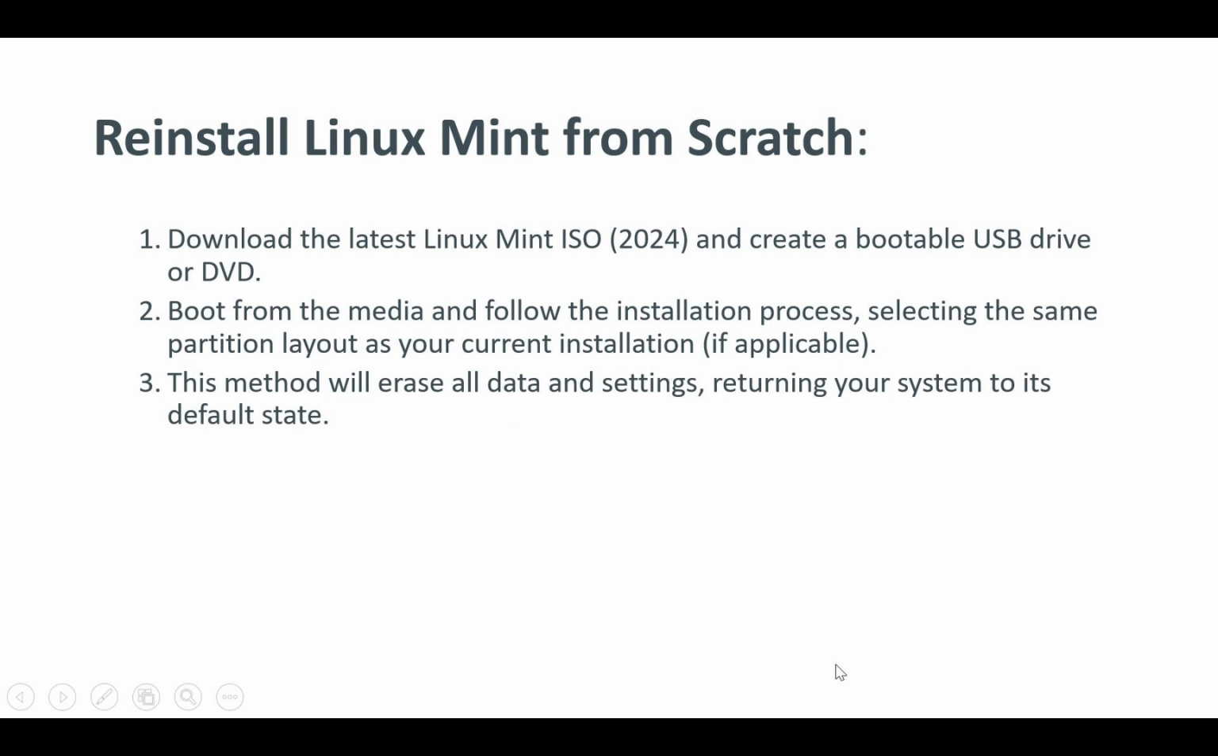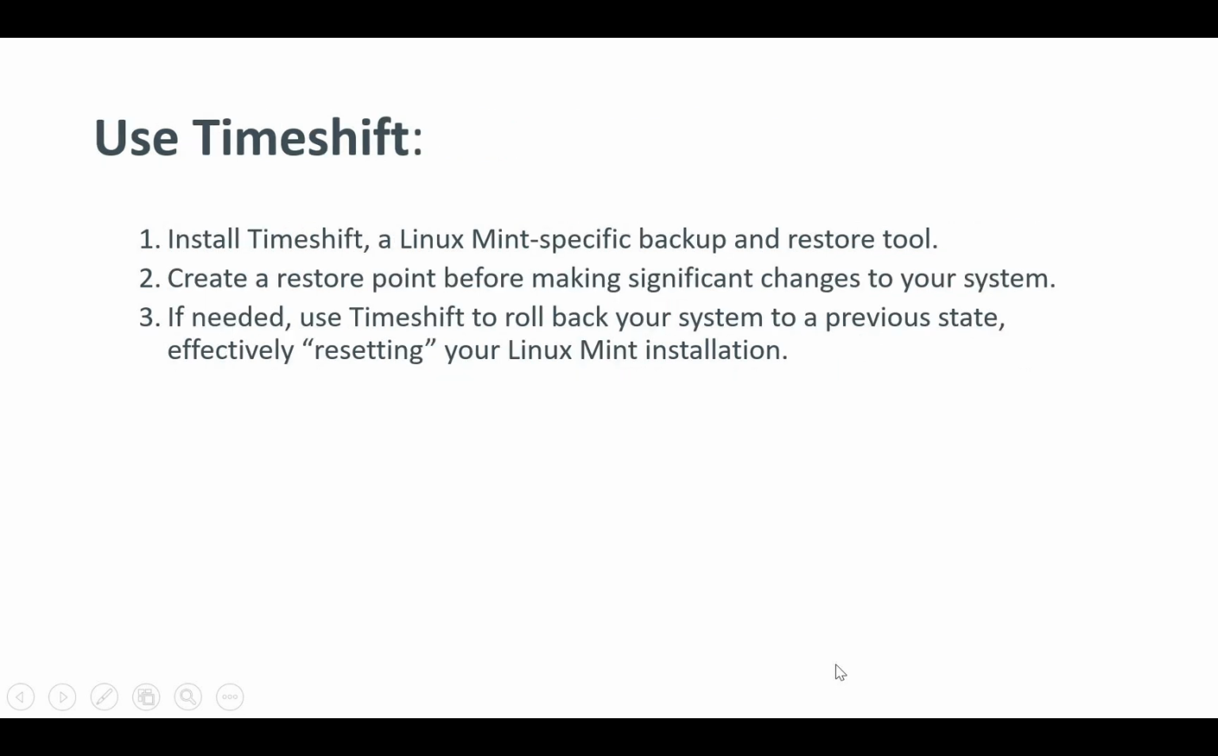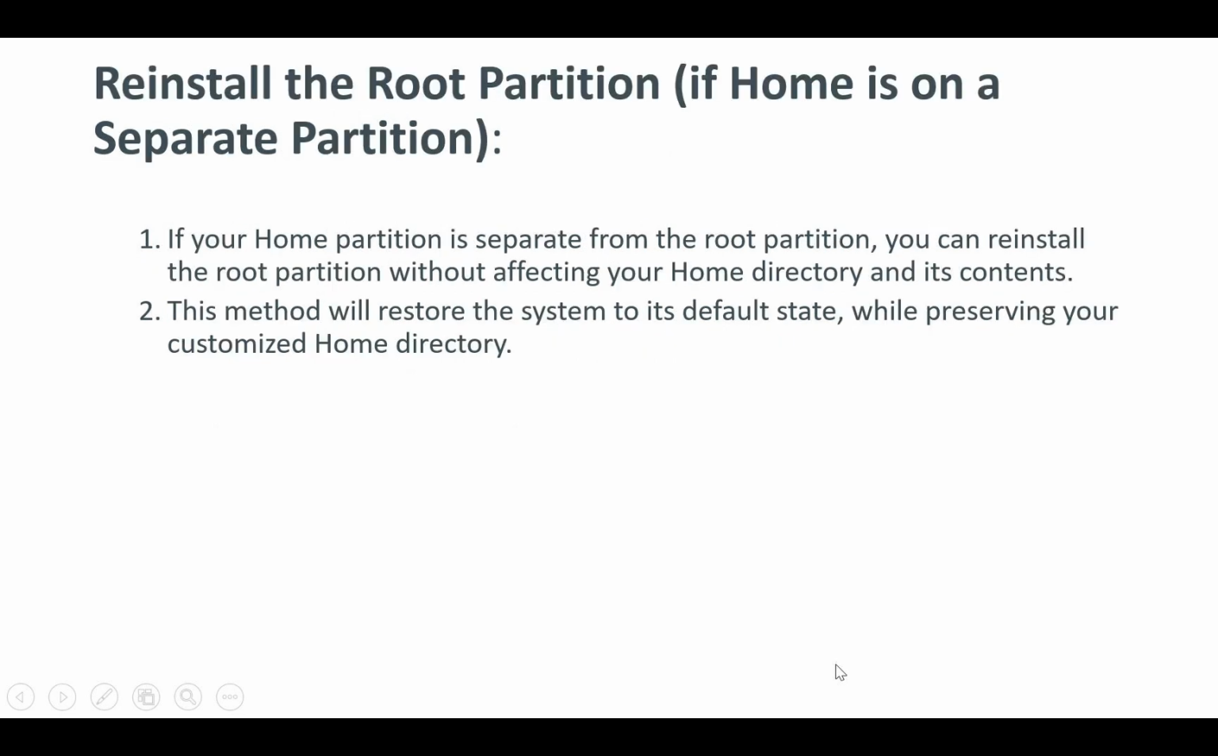up before doing anything. If you want to back up, you can use Timeshift, which is a Linux Mint specific backup and restore tool. You're going to create a restore point before making significant changes to your system, like reinstalling, so you don't want to lose your data. If needed, use Timeshift to roll back your system to a previous state, effectively resetting your Linux Mint installation. So you can reinstall the root partition if home is on a separate partition.